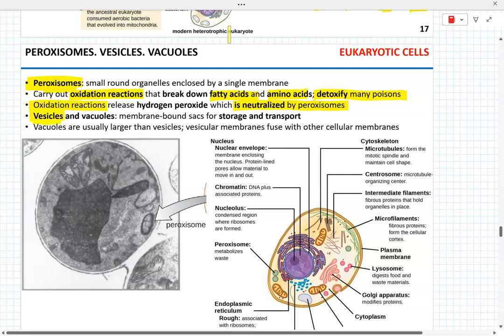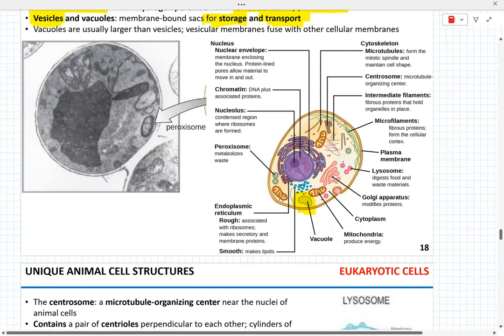Vesicles within the cells are intended, for the most part, for transport, while vacuoles usually serve as a storage organelle. Vesicles can transport substances because their membranes can fuse with other cellular membranes and basically unload their content, let's say, from the endoplasmic reticulum to the Golgi complex.